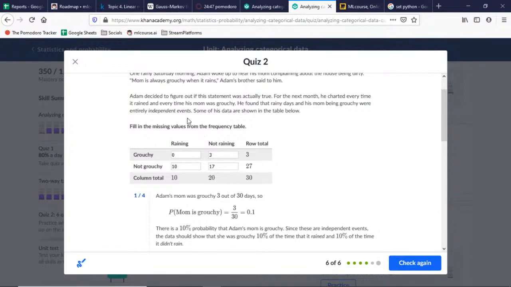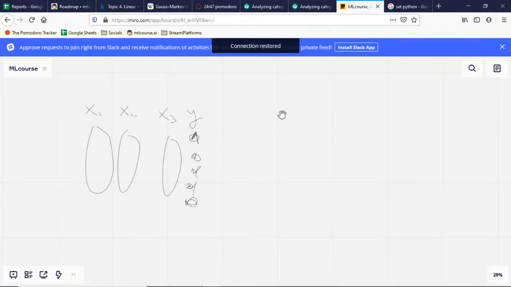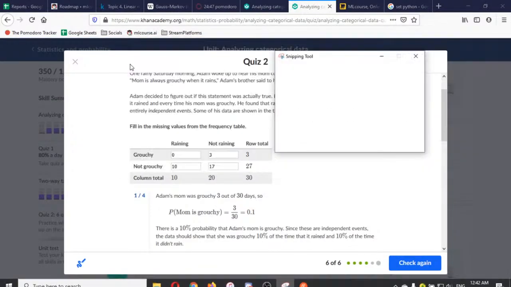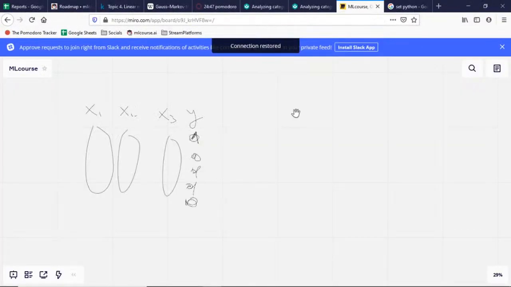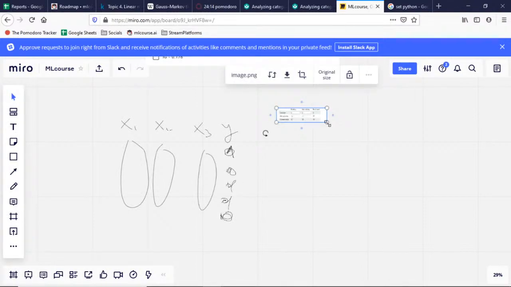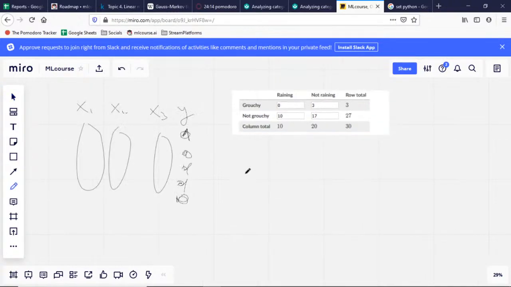And it's raining, and these two events are independent, so let's try to analyze it. Grouchy, not grouchy. So the probability of grouchy is equal to 1/10, and the probability of rain is 1/3.